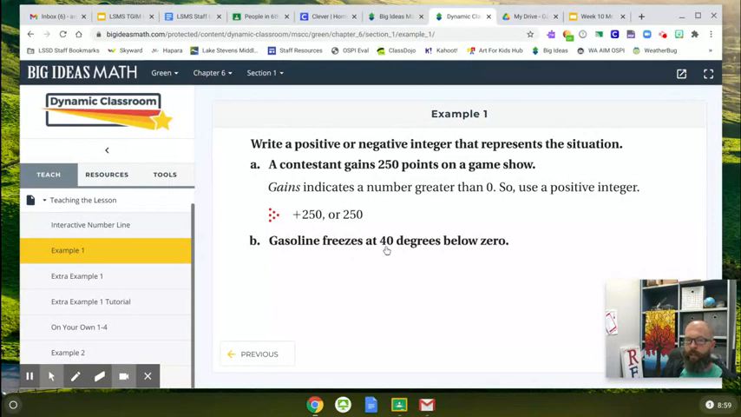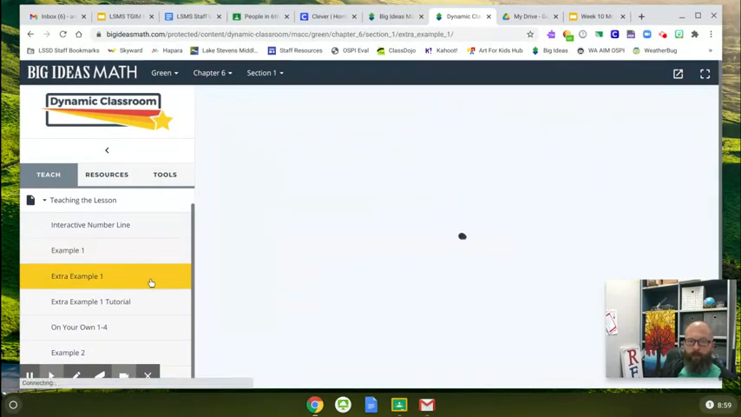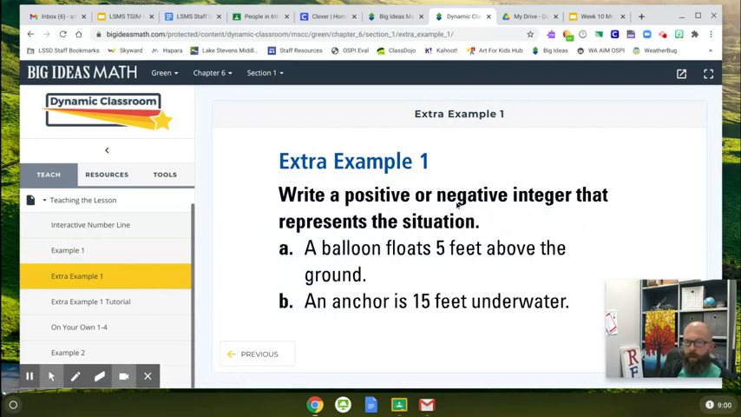So gasoline freezes at 40 degrees below 0. Below 0 indicates a number is less than 0, so use a negative integer. So -40. You must put the negative sign in front of the number to indicate that it's negative. Okay? Write a positive or negative integer that represents the situation. A balloon floats 5 feet above the ground. So above the ground, what do you think? Is that positive or negative?